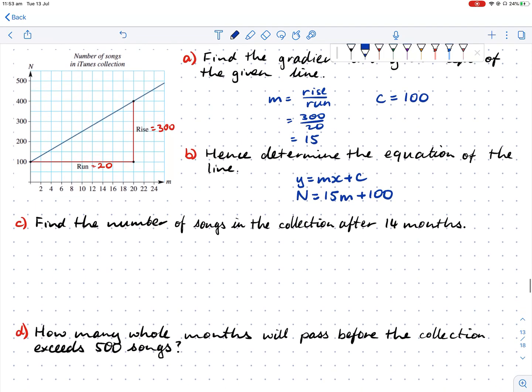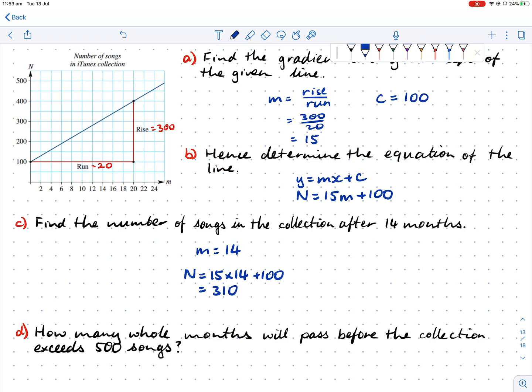All right, part C: find the number of songs in the collection after 14 months. Now that we've got an equation, we can actually use the formula in order to solve these problems. So if I want 14 months, we used M for months. So if M is equal to 14, then we're substituting it into the formula. So N is 15 times 14 plus 100. That was the formula that we had from before. And when we work that out, we get 310.